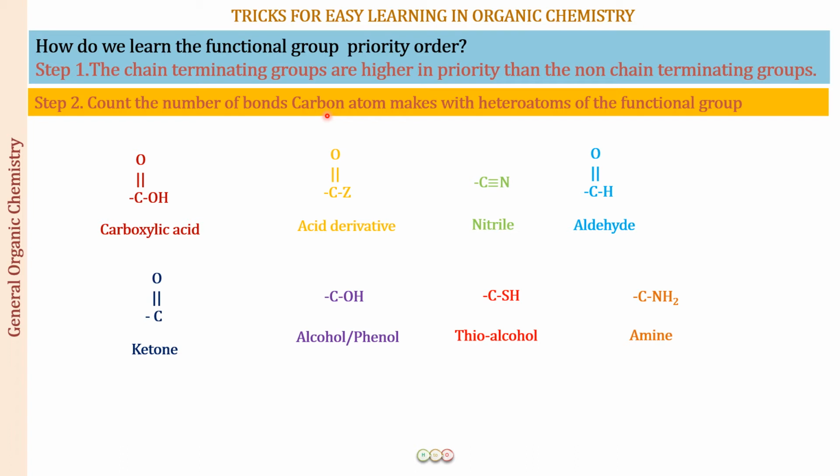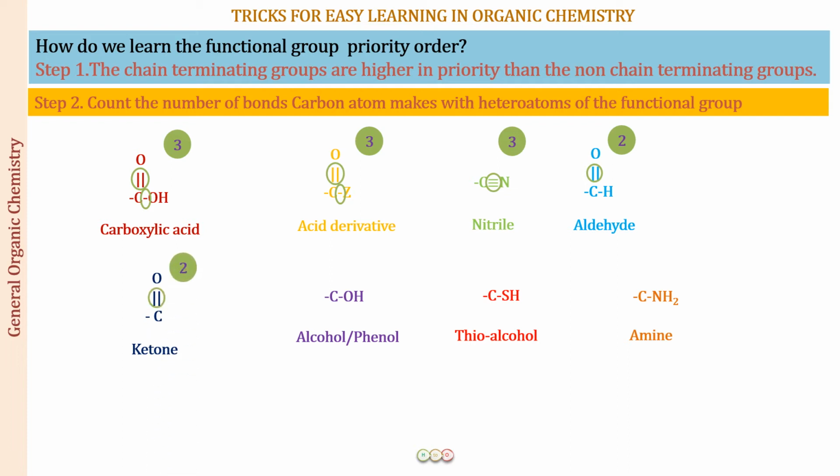Alright, so let me help you understand this. If you look at this carboxylic acid, we have a carbon which is forming bonds with oxygen and on the other side with another oxygen atom. So the total number of bonds it is making is 3. Similarly, with the acid derivatives also you can see 2 plus 1, 3 bonds it is making. And then in the nitrile group again 3 bonds with the nitrogen atom, and in the aldehyde group 2 bonds with the oxygen. You are not going to count the number of bonds it is making with carbon or hydrogen, right?